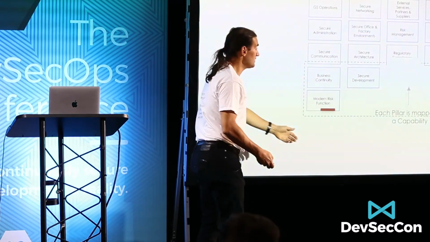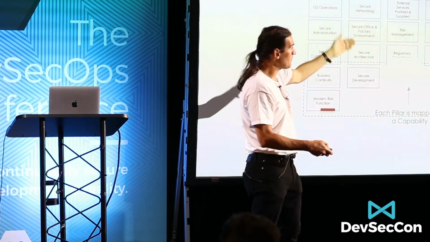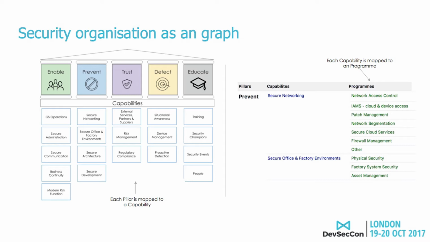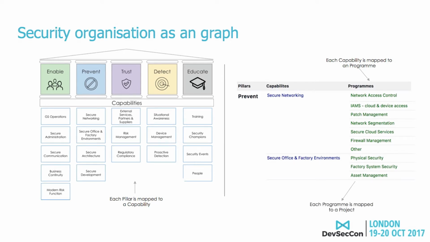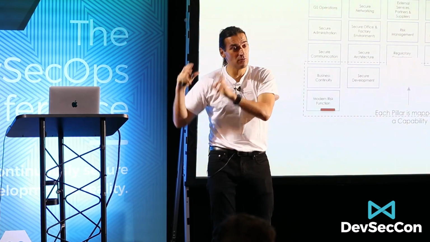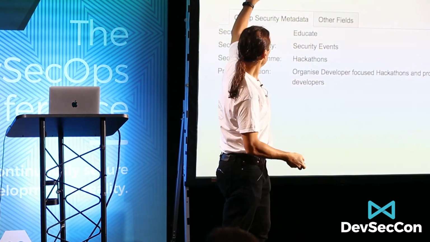And then what's interesting is that we also have the capability mapped to a program. So that means that if you take the prevents and you take the secure network, we have these programs of stuff that we do, and the programs are mapped to projects. So what you actually have is this really cool world where you have a pillar which maps to a capability, which maps to a program, which maps to a project, and then, here's a project, right?